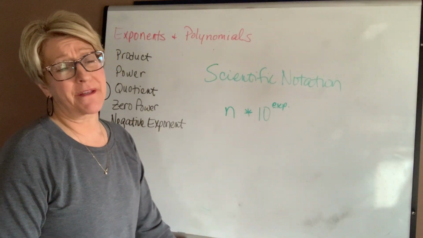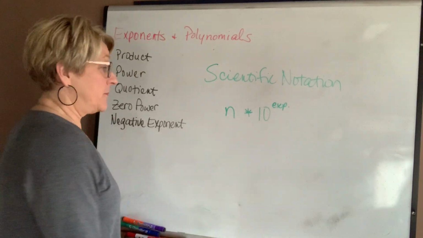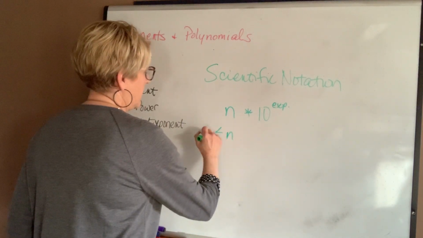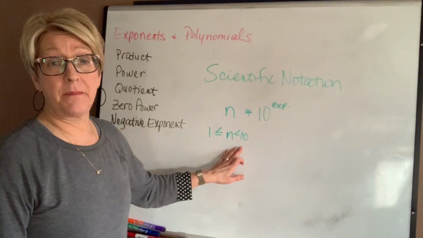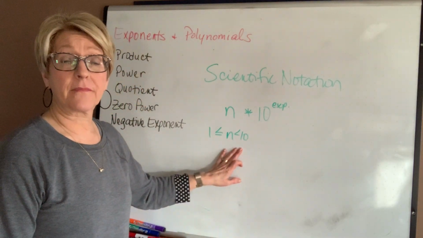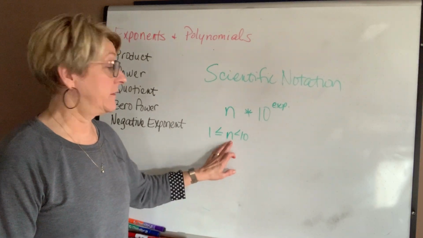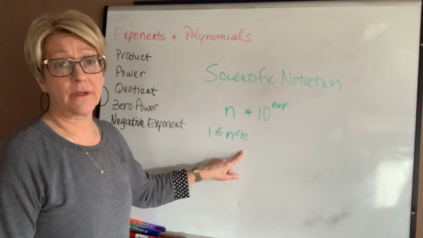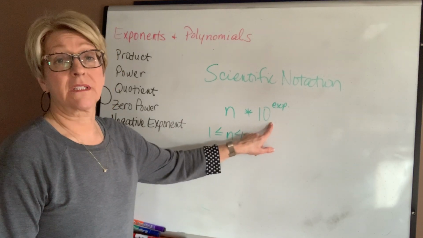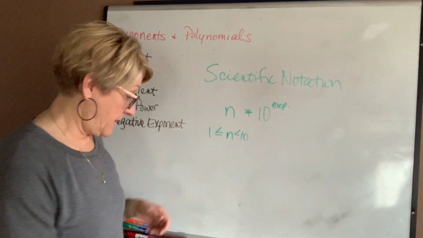Okay, you probably remember this. There's a restriction on this number here. This number has to be what? This number has to be between 1 and 10. Okay? Actually, it has to be greater than or equal to 1, but less than 10. So it can't be 10. Okay, how come? Because 10 would be another power, right? Okay, let me show you what I mean.